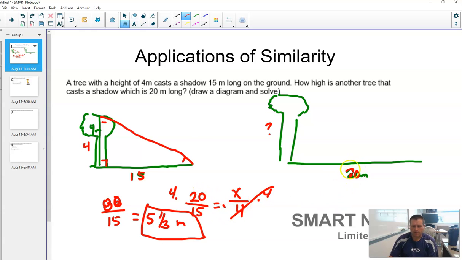Make sure that if you go the bigger shadow over the smaller shadow, that you go the bigger tree over the smaller tree. Okay? Otherwise, it will screw things up a little bit if you go the other direction. Okay? All right, let's look at another one here.